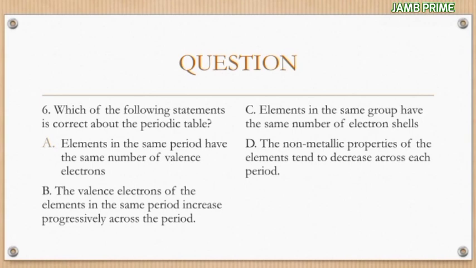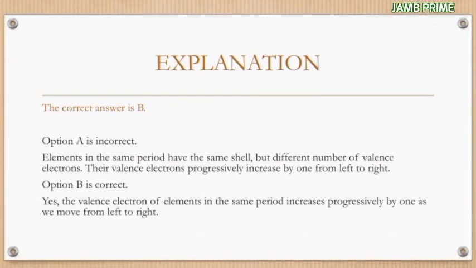C. Elements in the same group have the same number of electron shells. The non-metallic property of an element tends to decrease across the period. So for this question, I'm going to give you guys a tip on the periodic table and how this actually increases, but it's not on this question. I'm going to create a video on that, so you guys can get everything about this periodic table. But note that the answer is actually B.